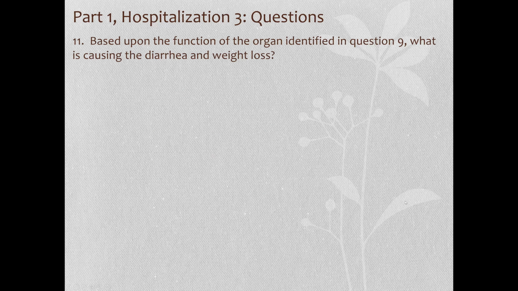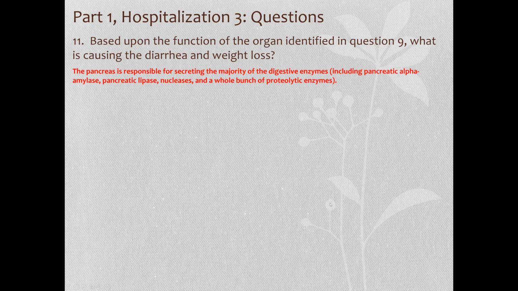So number 11, based upon the function of the organ identified in question 9, what is causing the diarrhea and weight loss? The pancreas is responsible for secreting the majority of the digestive enzymes, which include pancreatic alpha amylase, pancreatic lipase, nucleases, and a whole bunch of proteolytic enzymes like trypsin. With pancreatitis, the amount of secretions is greatly reduced, and since you have fewer enzymes being secreted, chemical digestion inside the small intestine becomes impaired.